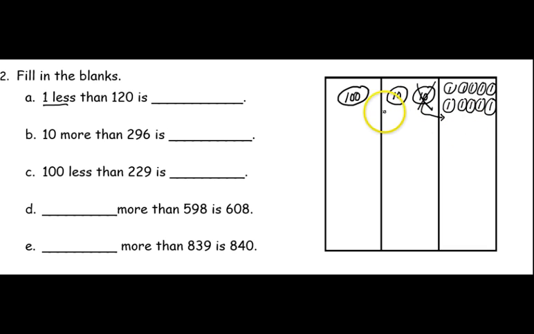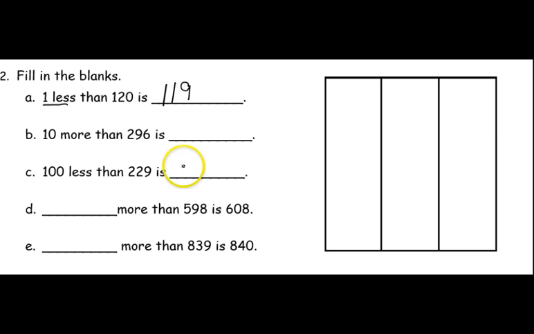So you can see that 120 is still the same thing as 100, a 10, and 10 ones. What that allows me to do is take away that 1 to show one less. Now I see that I have 100, 1 ten, and 9 ones. So one less than 120 is 119.